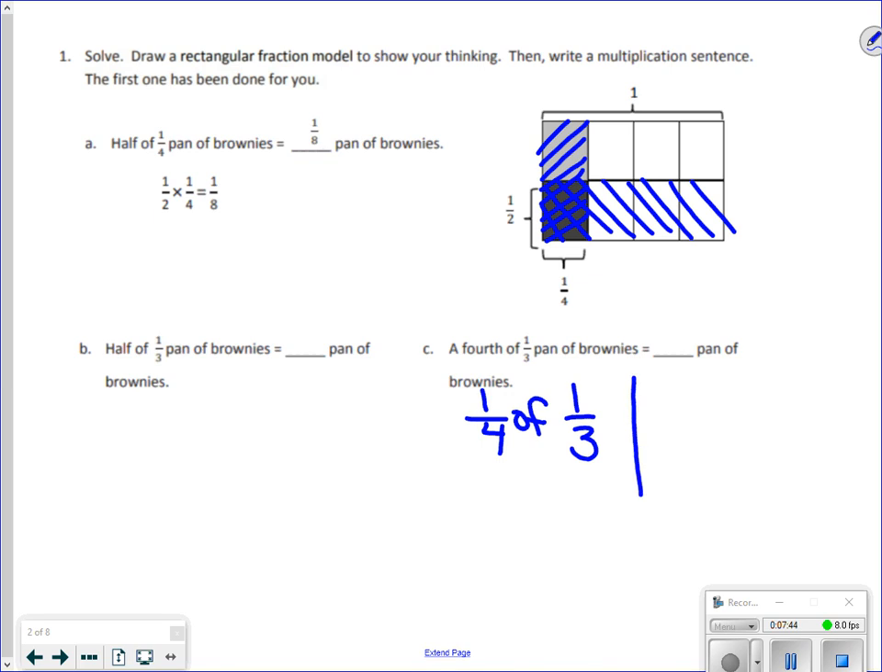So we need to draw our square. Now it doesn't matter if you do the fourths first and then do thirds, or thirds and then do fourths, because 2 times 3 is the same as 3 times 2. It doesn't matter.